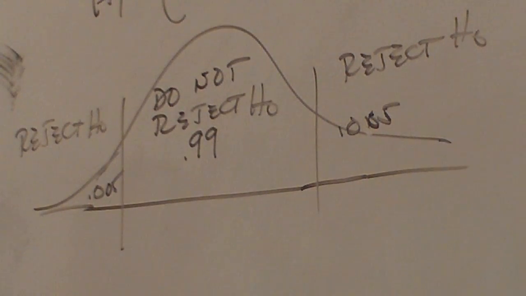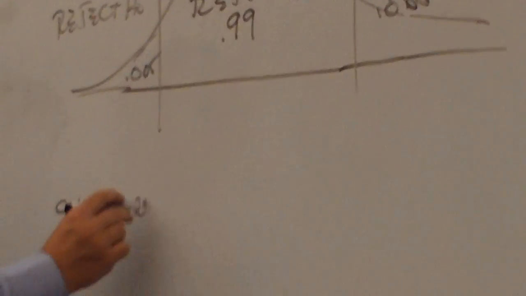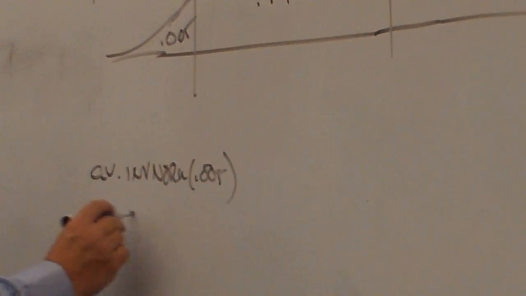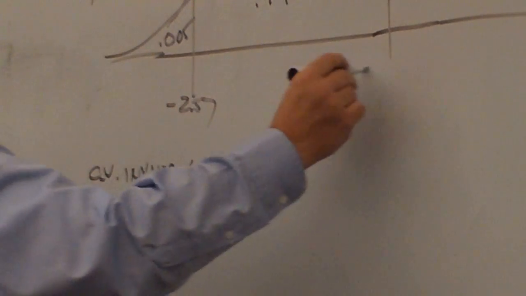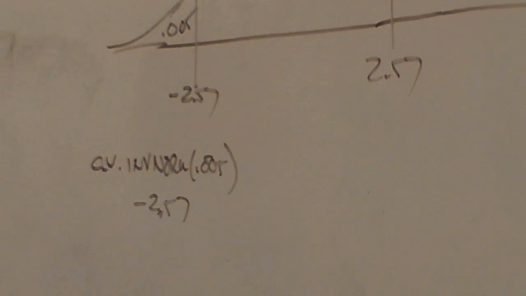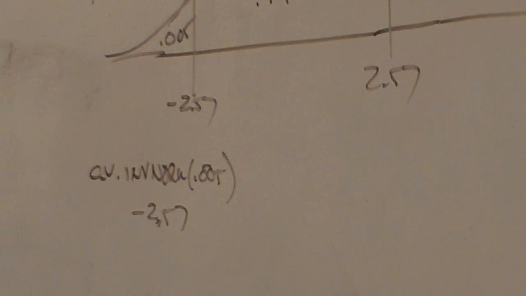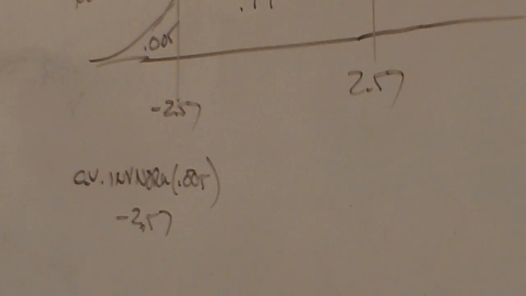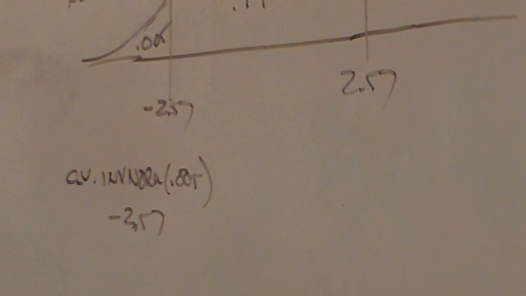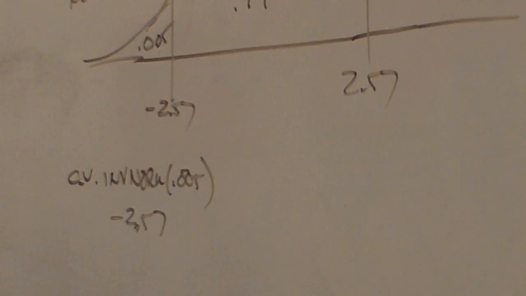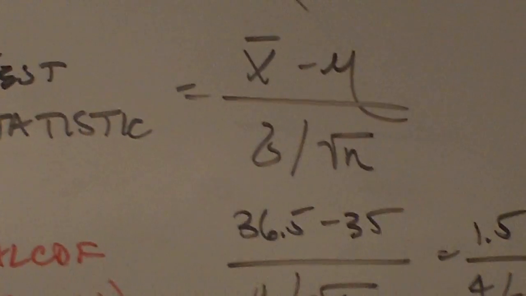My critical value is invNorm of 0.005, negative 2.57. Is that right? Yep. Okay, so my critical values are positive 2.57 and negative 2.57. Okay? So now I have to take my test statistic. I already computed it over there on the right-hand side, and it is 3.0.